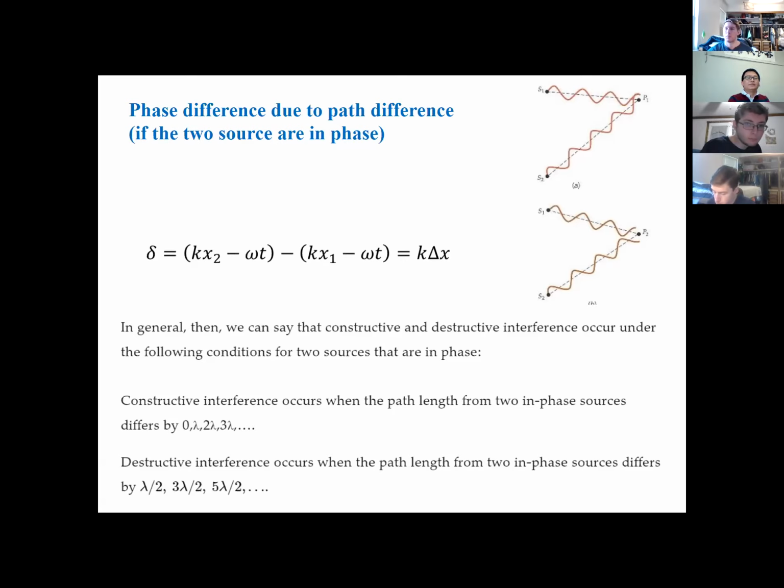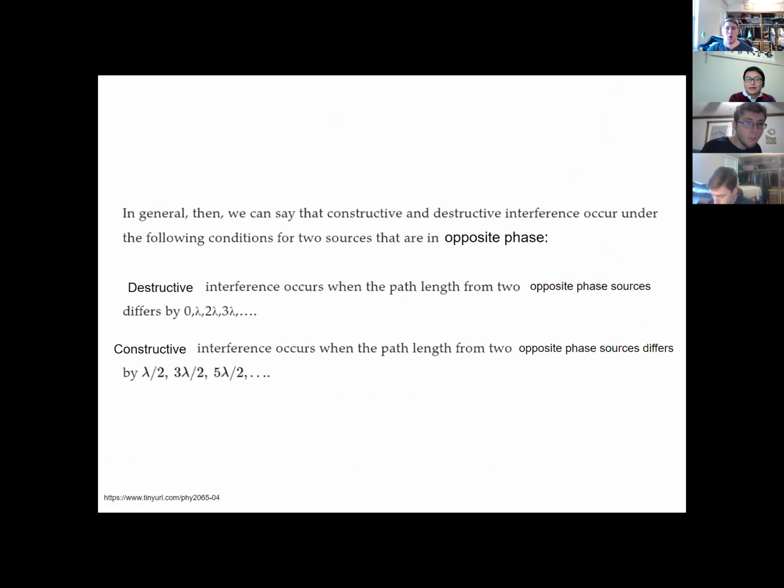So basically integer multiples of lambda wavelengths. If the path difference is halves of lambdas, then they will have destructive interference, okay, of the two. All right. Now, on the other hand, if the two sources are opposite in phase initially, then the conditions are reversed. You have destructive interference when the two paths differ by zero, pi, two pi, three pi, etc., integer multiples of lambdas. And then you will have constructive interference if the two paths differ by half of lambdas, okay?